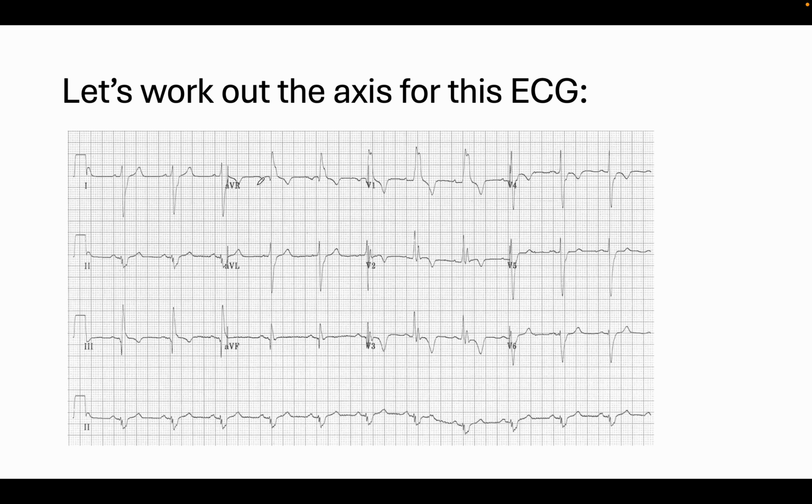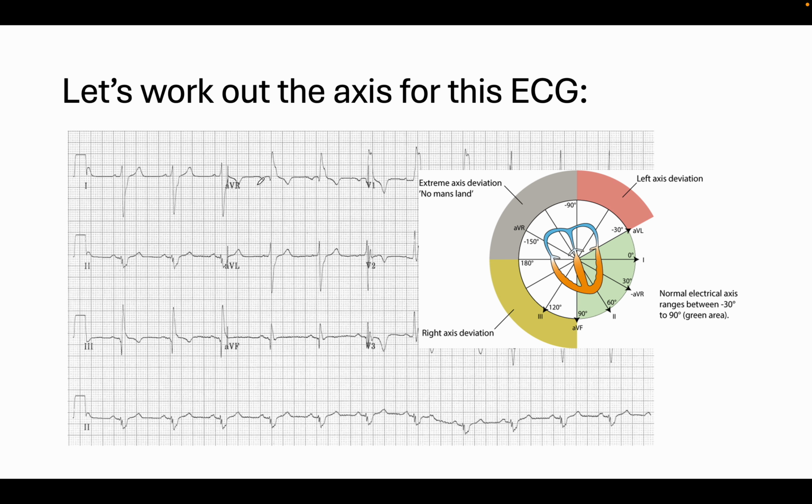So let's work out the axis for this ECG. Again, let's grab our handy dandy axis machine. So let's look at leads 1. Leads 1 are predominantly negative this time, so we know that electricity isn't really going here. So let's look at leads 3. We can see in leads 3 that it's positive predominantly this time, so we know that electricity on an average vector is going somewhere between 90 and 180 degrees. So we can already start to think this might be a right axis deviation.